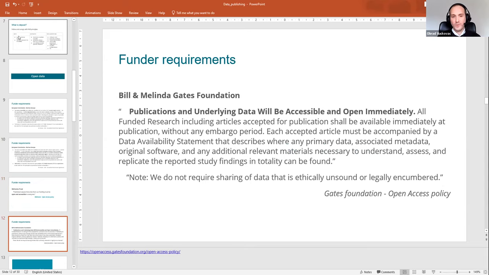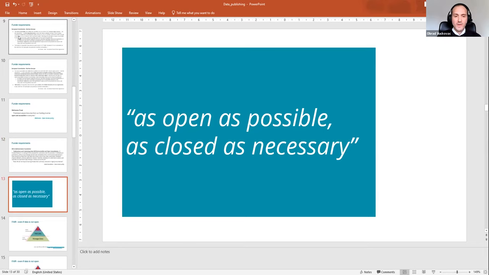Also with the Bill and Melinda Gates Foundation. They also stipulate that research data and other documentation have to be openly available, and for both cases there is the note that if it is ethically unsound or there are legal issues, it doesn't have to be open, it is not required.